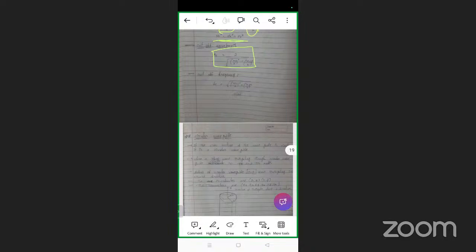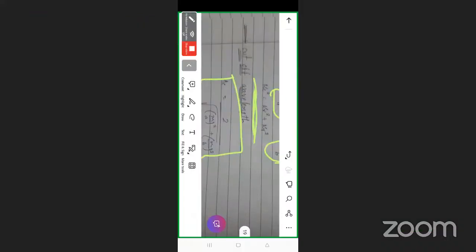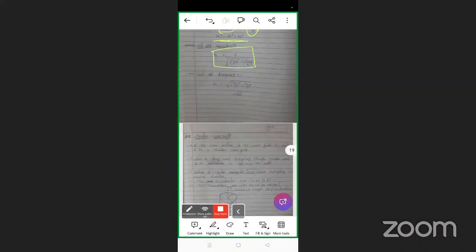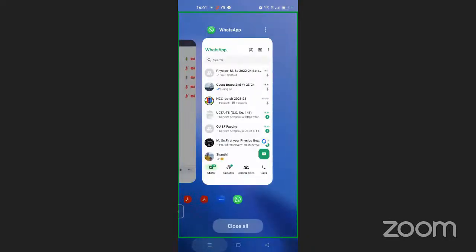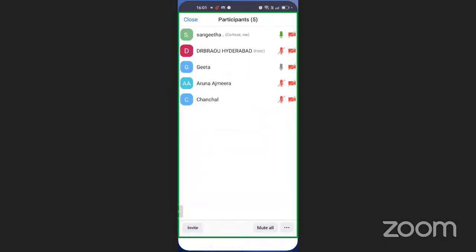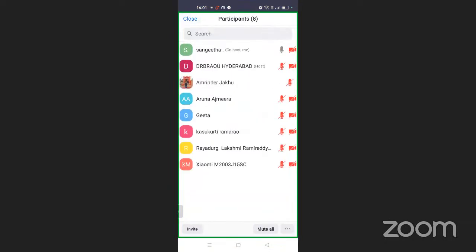Before discussing the field patterns of TM mode, I will give a small introduction on how the field is varying in this. So, on the whiteboard, I will explain this one.